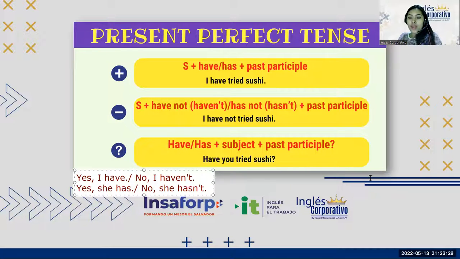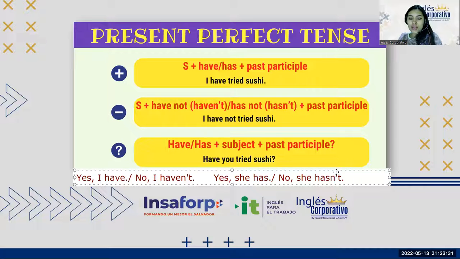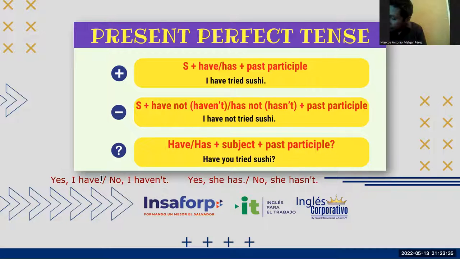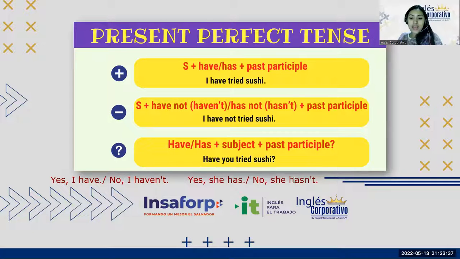Le estoy poniendo como las que más se utilizan, ¿verdad? Quiere decir que todos, por ejemplo, el you, se sabe que you va con have o con haven't. Y el he va con has or hasn't. También el it. It has, it hasn't. ¿Ok? So esa es la short answer. Es la manera como le respondemos.